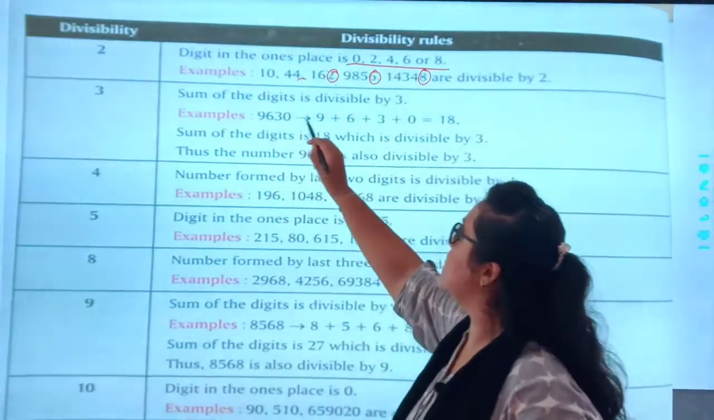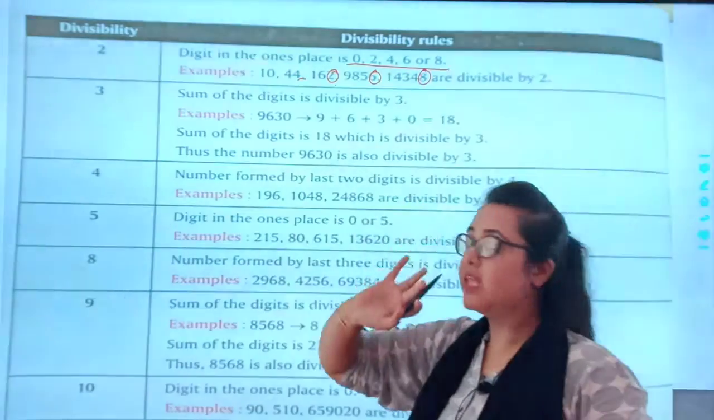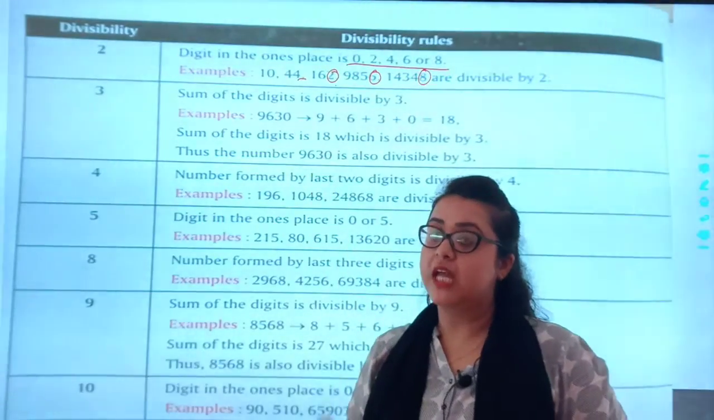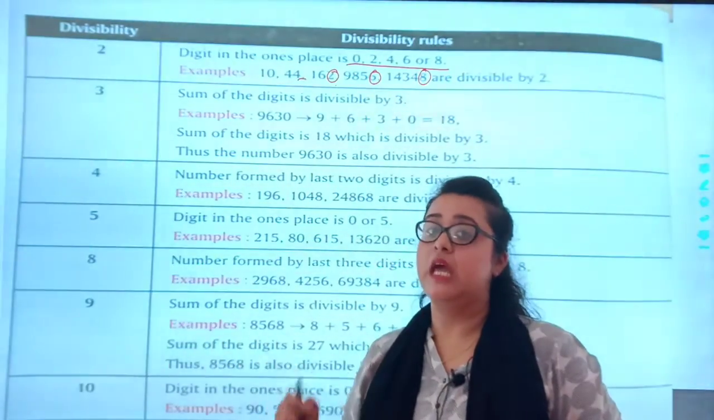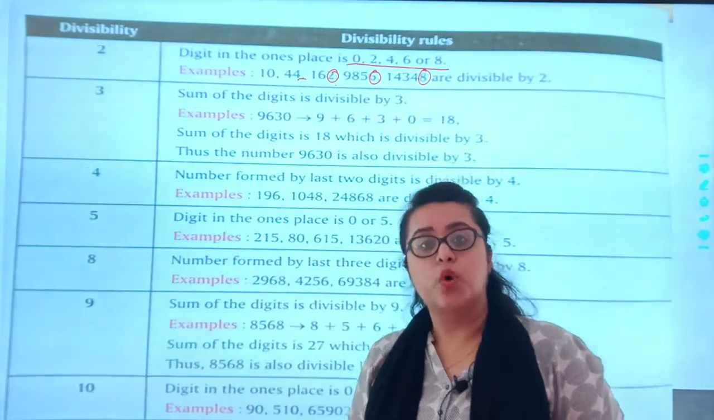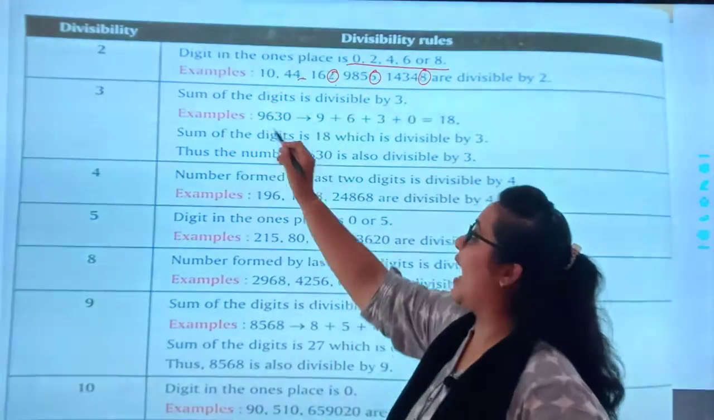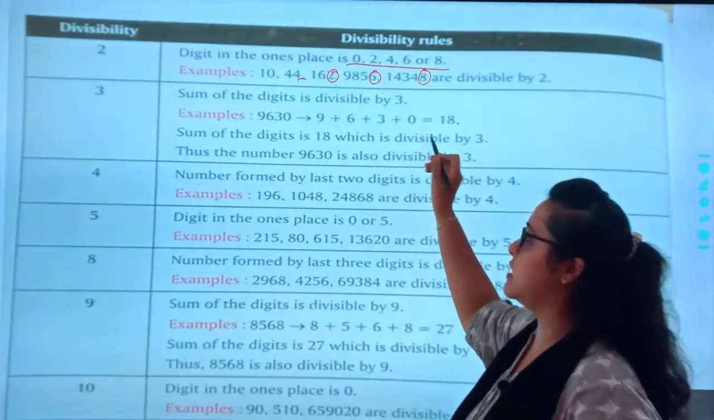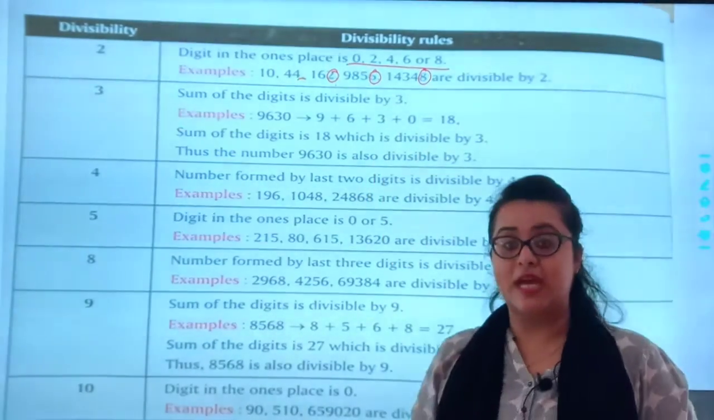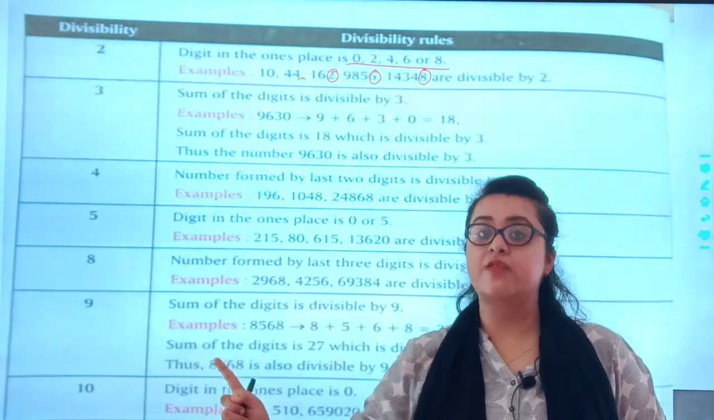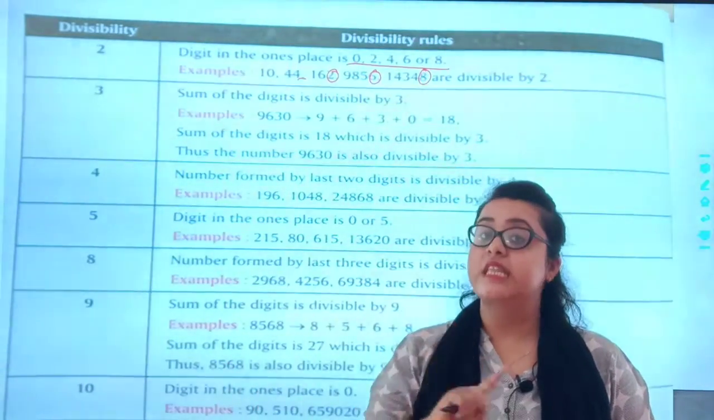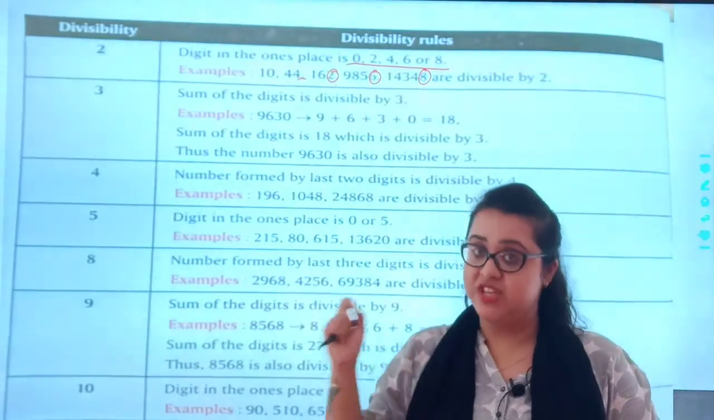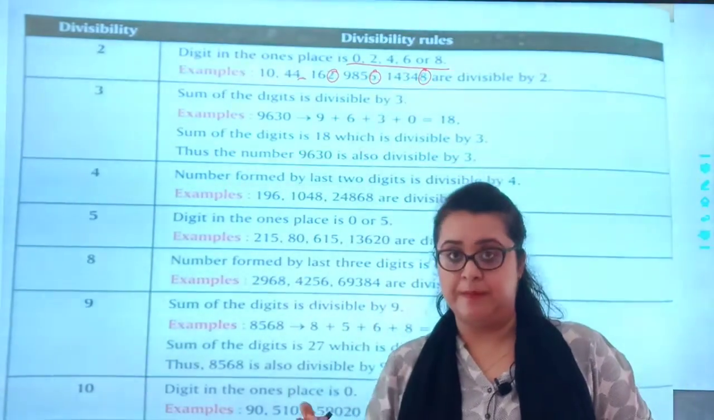Now let's move to the number 3. The sum of the digits is divisible by 3. For example, you are given the number 9630. You have to check whether this number is divisible by 3 or not. So what you will do? You will add the digits, that is 9 plus 6 plus 3 plus 0. The total comes to 18. Is 18 divisible by 3? Yes. 3 sixes are 18. So I can say that 9630 is divisible by 3.